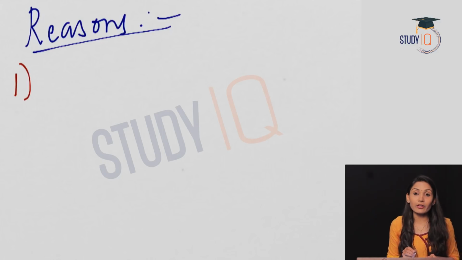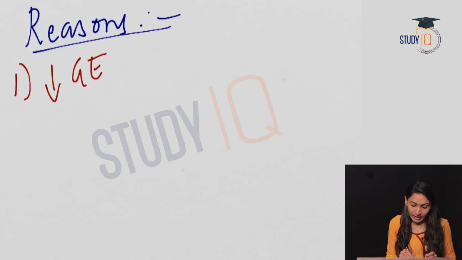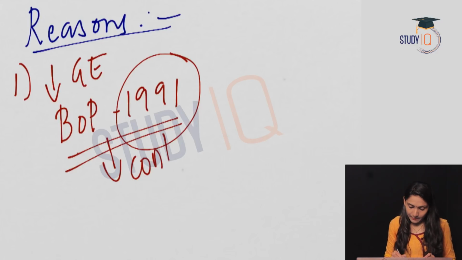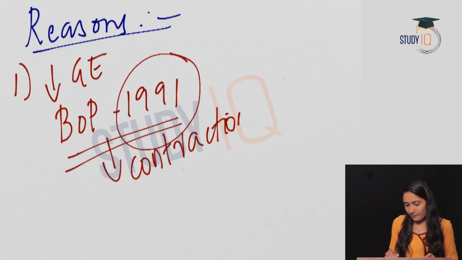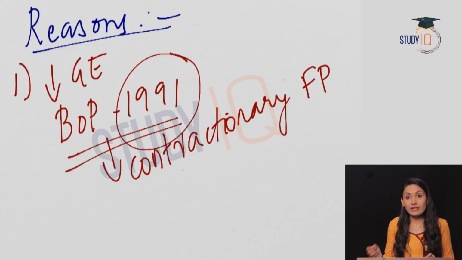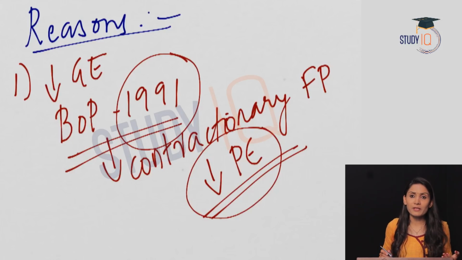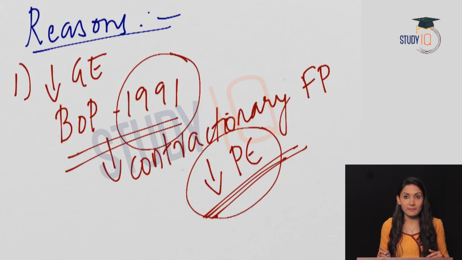So the first reason for jobless growth in India was the decrease in government expenditure. Due to the balance of payment crisis in 1991, the government reduced public expenditure. The government adopted contractionary fiscal policies, which led to a decrease in public expenditure. Public expenditure can be for the creation of jobs or for providing skills to the labor force, etc. So, when the government reduced these expenditures, India experienced jobless growth.